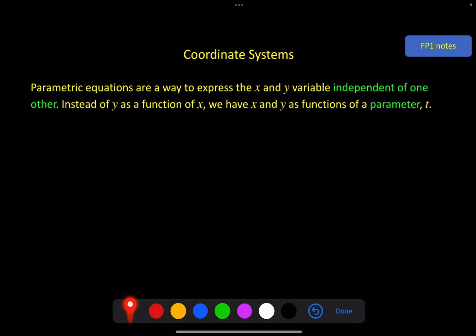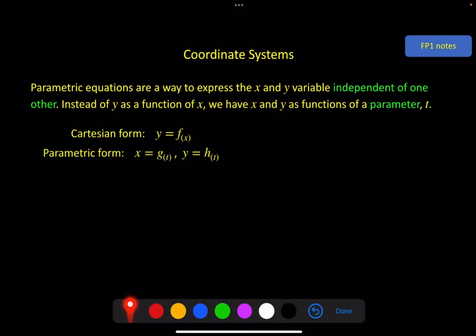Parametric equations are a way to express the x and y variable independently, so they don't depend on each other. Usually we have y as a function of x, but in this case we're going to have x and y as a function of a parameter t.